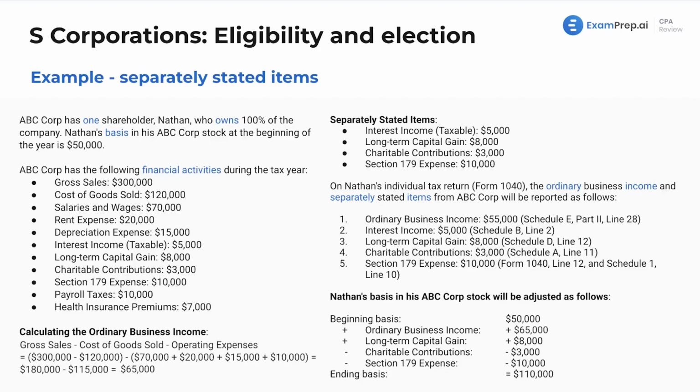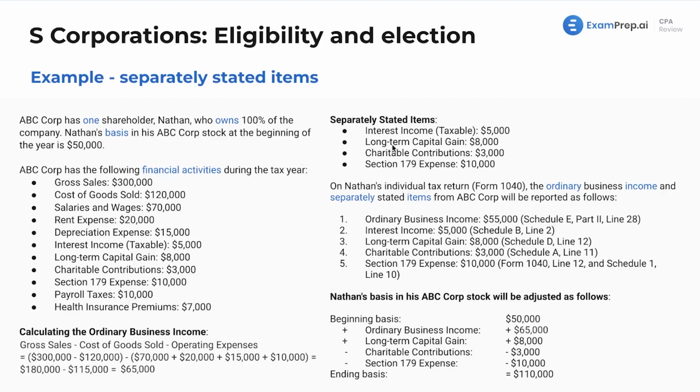These are pretty much standard, middle of the road. These are $70,000 of salaries and wages, things you'd see in C Corps as well. Rent expense, $15,000 of depreciation expense, plus $10,000 of our payroll taxes. That is going to get us $180,000 minus $115,000 for a total of $65,000 of ordinary business income.